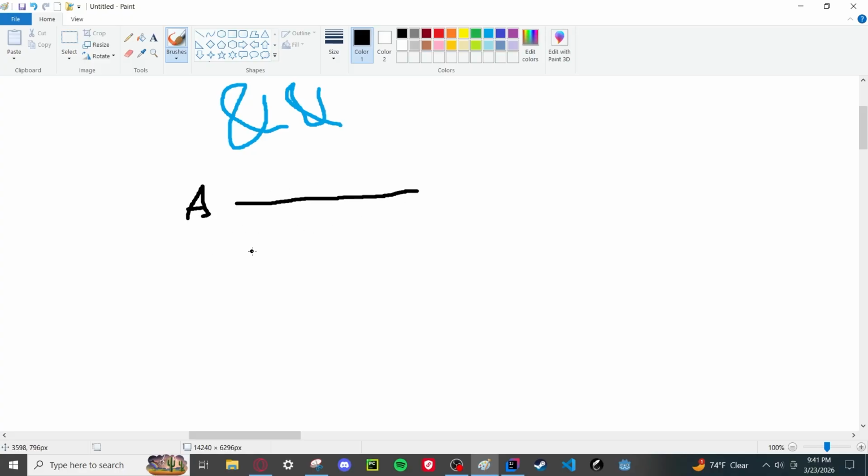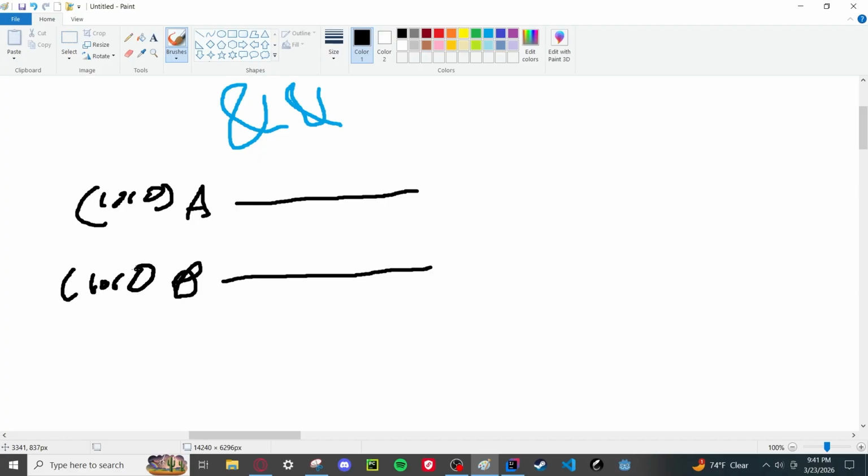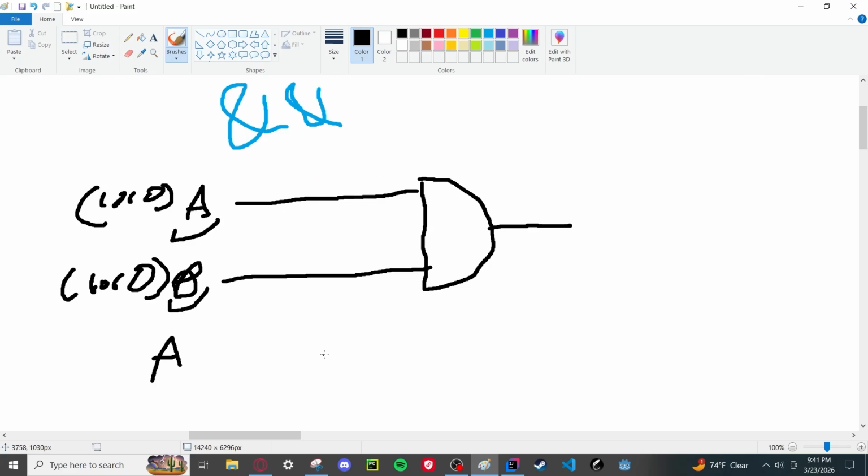So we'll have one line representing condition A, another line representing condition B, so this can either be 1 or 0, and this can either be 1 or 0, and then it'll connect to this kind of like semicircle structure, and it'll return output. So if you think about it, we have A right there, B right there, and we're ANDing it to get our output. Okay, so that's the AND.